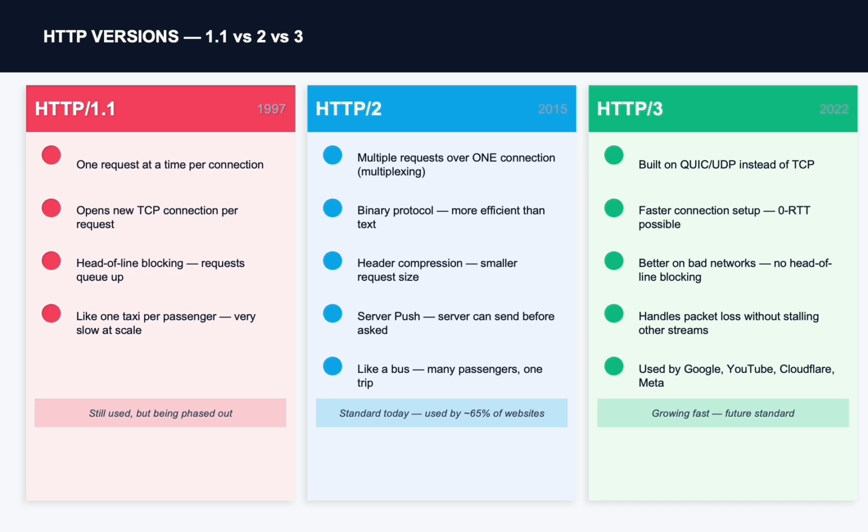HTTP 2. Now imagine a bus. Many passengers, one trip. This is multiplexing, multiple requests over one connection simultaneously. Plus, HTTP 2 uses binary instead of text. Machines read it 30% faster. And server push: the server can send you files before you even ask. HTTP 2 is the standard today, used by about 65% of websites. HTTP 3, this is the future, built on UDP instead of TCP. If one packet is lost, only that one stream is affected, not everything else. Better on bad networks like mobile. Google, YouTube, Cloudflare already use it. The progression tells you something important about engineering: we are always solving the next bottleneck.